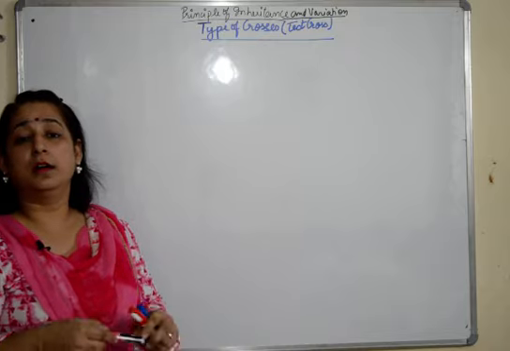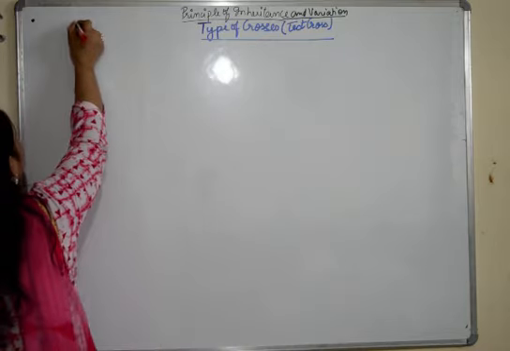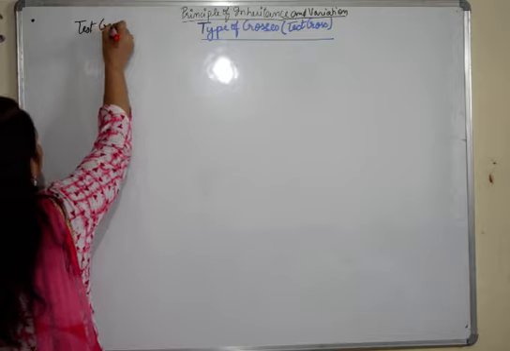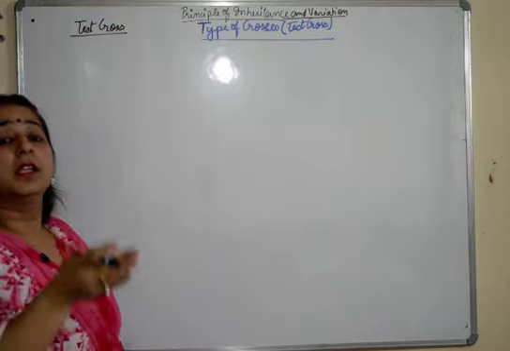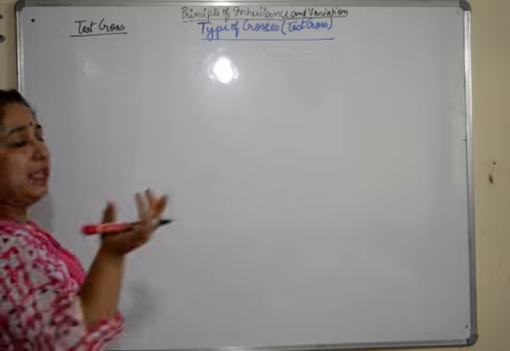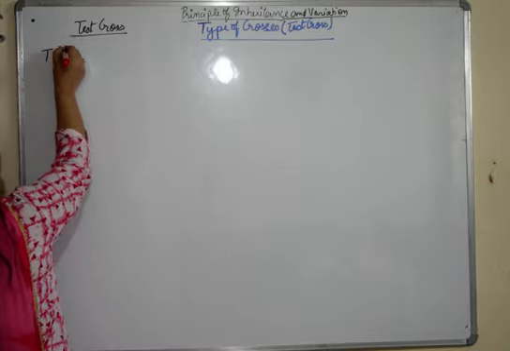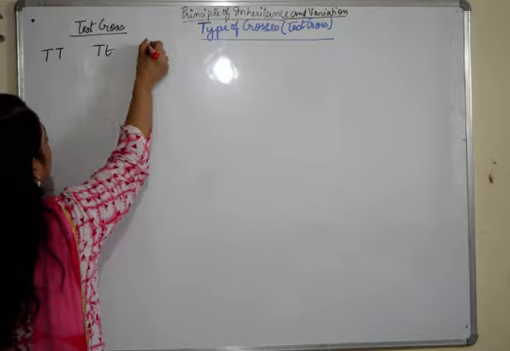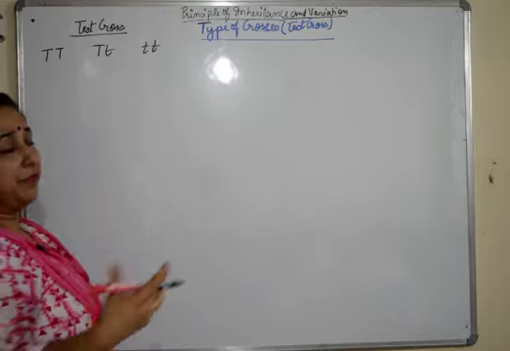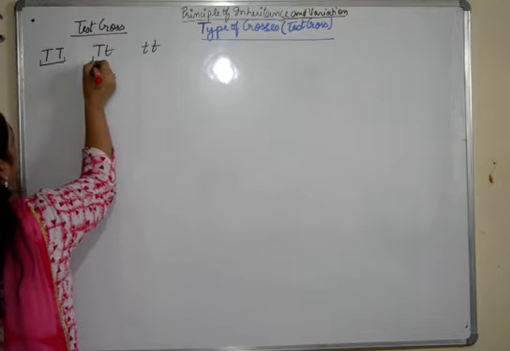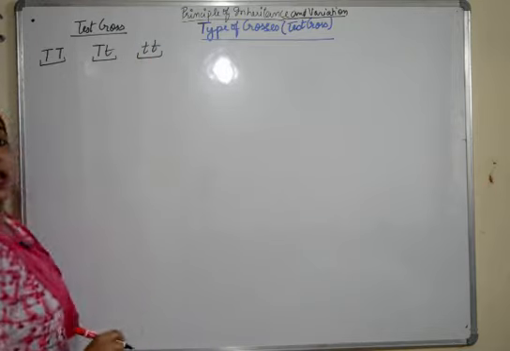First of all, test cross. What does that mean? Test cross means that when we cross any unknown, we have three conditions. We have this condition, this condition and this condition. If we take a characteristic of height, we have three ways in which these alleles can be arranged.